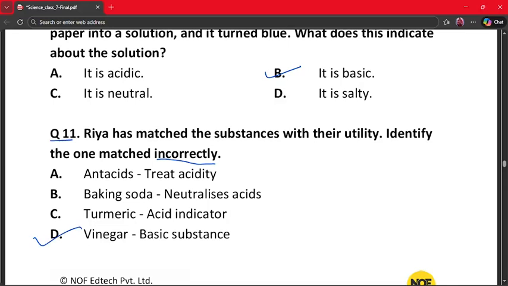Baking soda neutralizes acid, it is also correct. And turmeric works as a natural indicator, it is also correct. But vinegar is acidic, not basic. So option D is incorrectly matched.